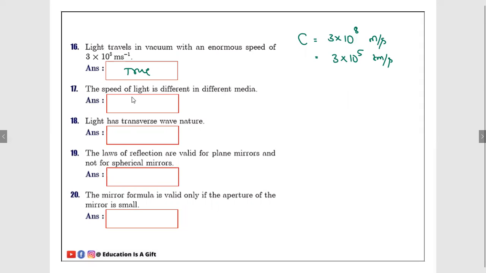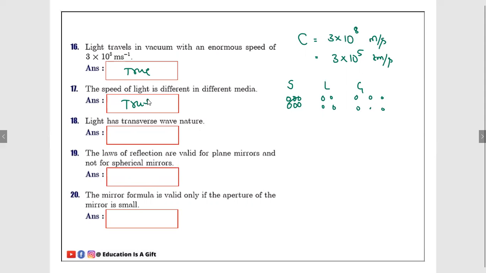Number 17. The speed of light is different in different media. Yes, light can travel through solids, through liquids, through gases, and solids we have already discussed. Solids are very dense, liquids are not that dense, and gases have very rare particles. So with the rarer medium and denser medium differentiation, light travels with different speeds in different mediums. That is absolutely correct. The answer is true.